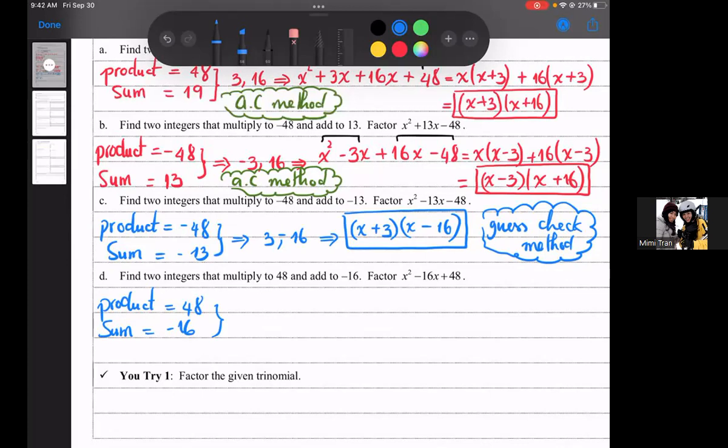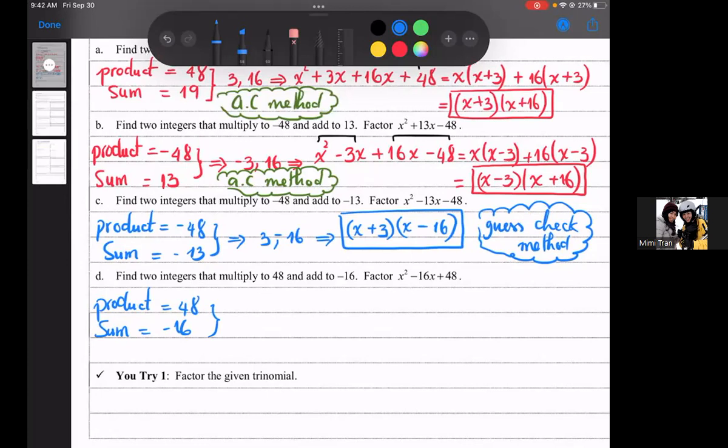What do you have? Yeah, that's it. You're done. X minus 12, x minus 4, right? So negative 12, negative 4, those are the two numbers, and all you do is fill in the parentheses. X and x is already there. X times x, x squared.